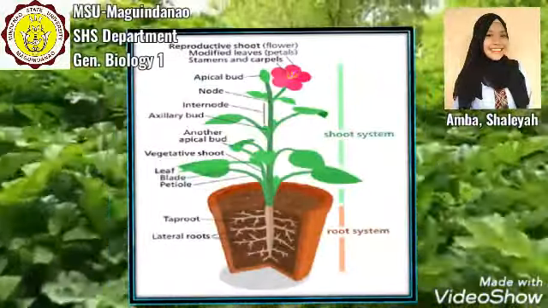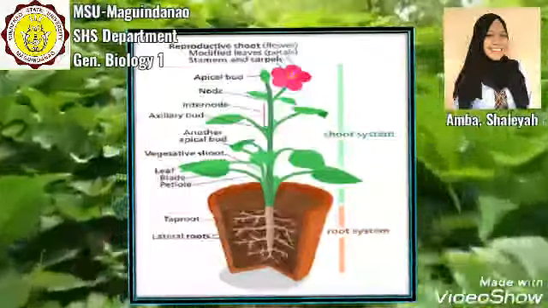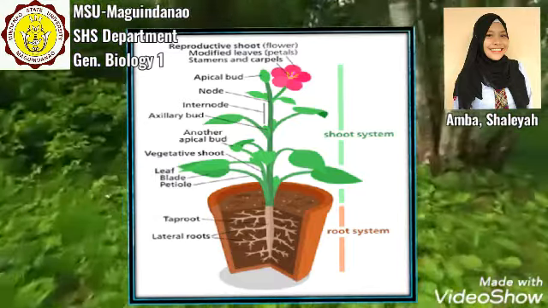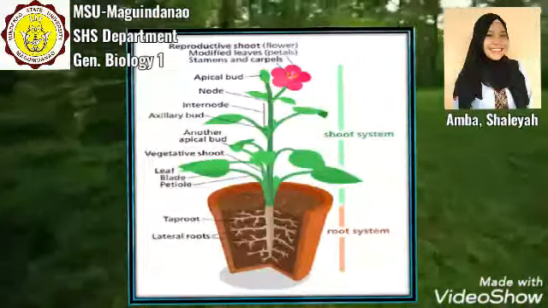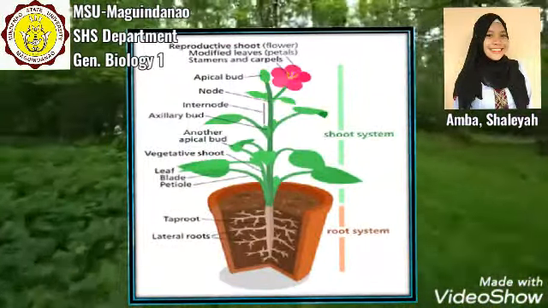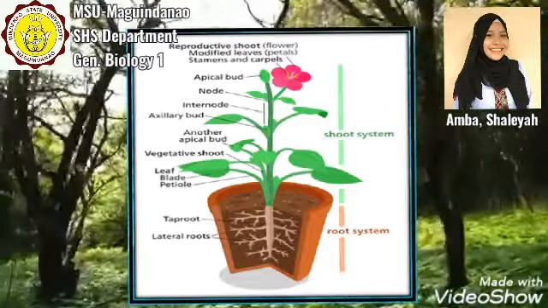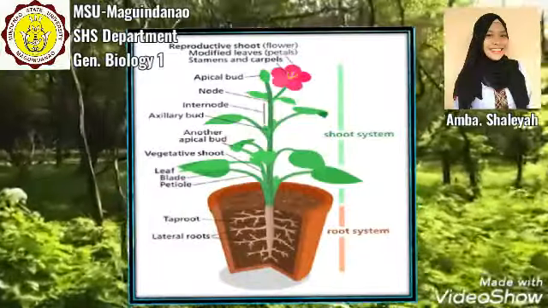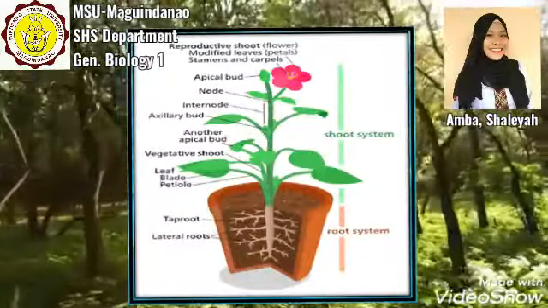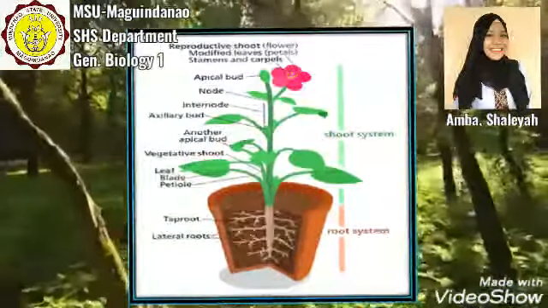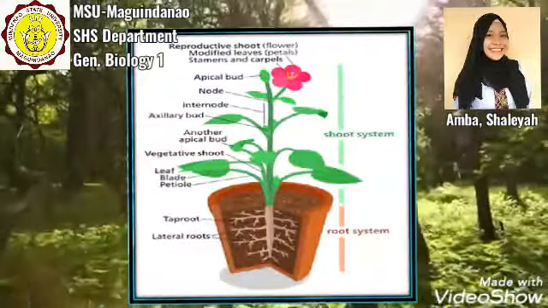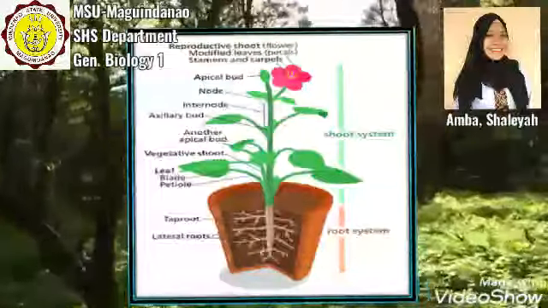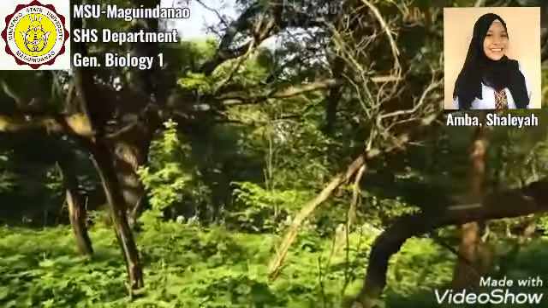We see the root system. We see the shoot system. In the root system, we see the taproot and the lateral roots, and in the shoot system, we see leaf, blade, petiole, vegetative shoot, apical bud, axillary bud, internode, node, apical bud, reproductive shoot, modified leaves, stamens, and carpels.